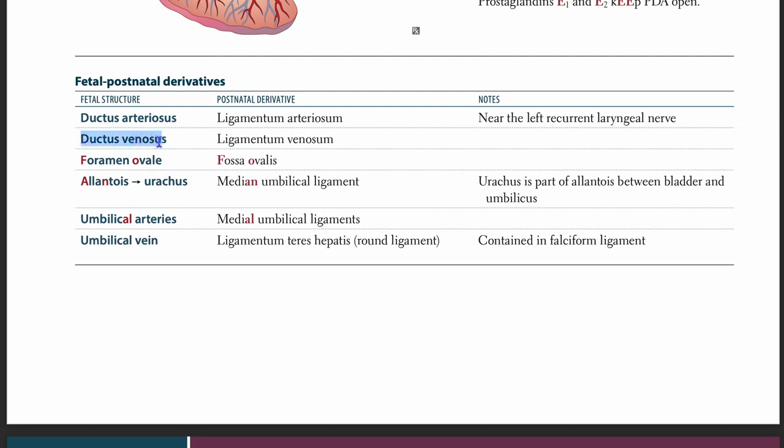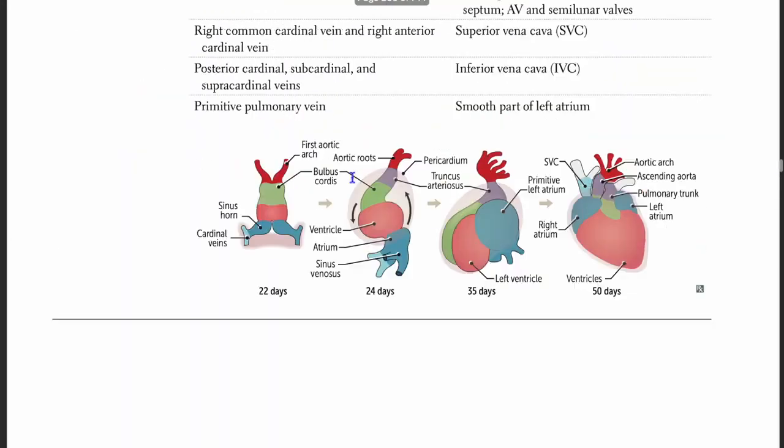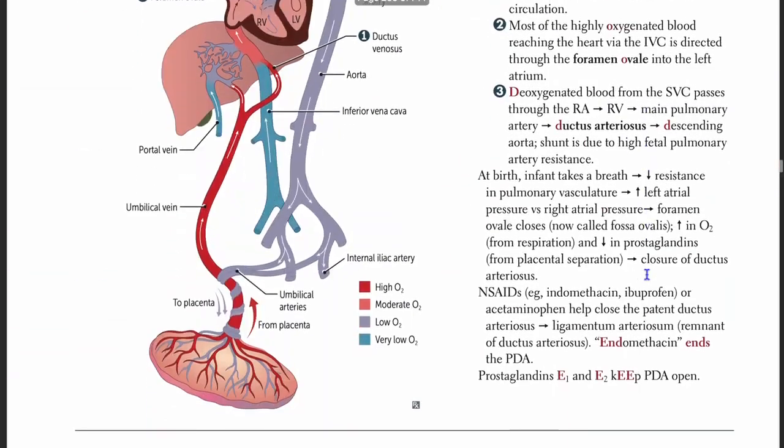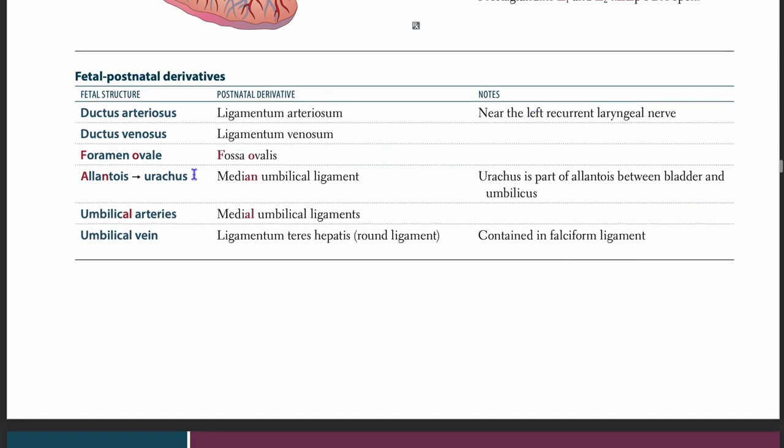Ductus venosus will turn into ligamentum venosum. Remember, on this side it's this, and on the subclavian side it's going to be the right recurrent laryngeal nerve, right? That was over here. And this was a derivative of the fourth arch, whereas the ligamentum arteriosum is a product of the sixth arch, or the PDA was a product of the sixth arch. Right? Okay, foramen ovale becomes fossa ovalis.